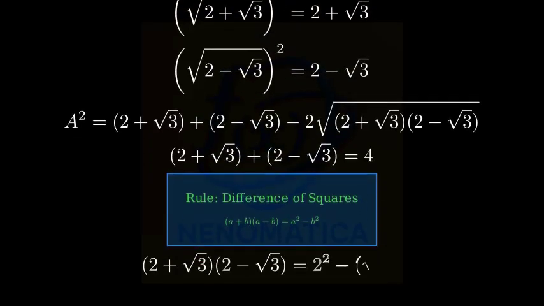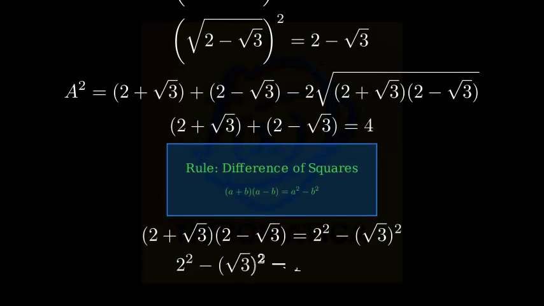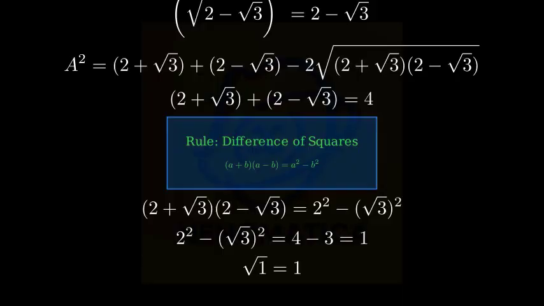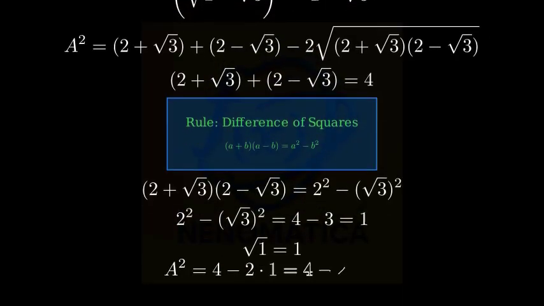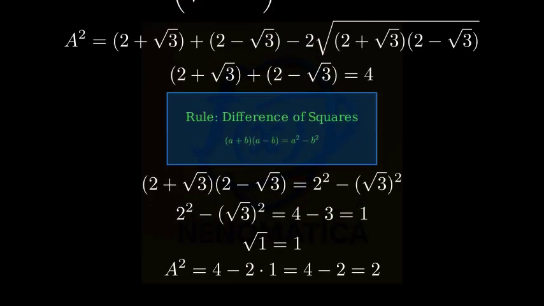Using the difference of squares formula, a squared minus b squared equals a plus b times a minus b. We can see that the product of 2 plus square root of 3 and 2 minus square root of 3 equals 2 squared minus square root of 3 squared. 2 squared is 4, and square root of 3 squared is 3. So, the product simplifies to 4 minus 3, which equals 1. Now, the square root of 1 is simply 1. So our expression becomes a squared equals 4 minus 2 times 1, which equals 4 minus 2, which equals 2.